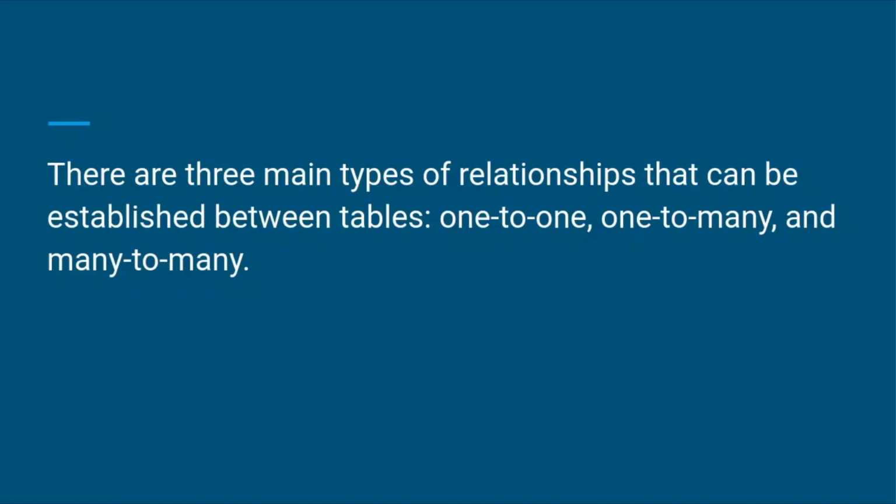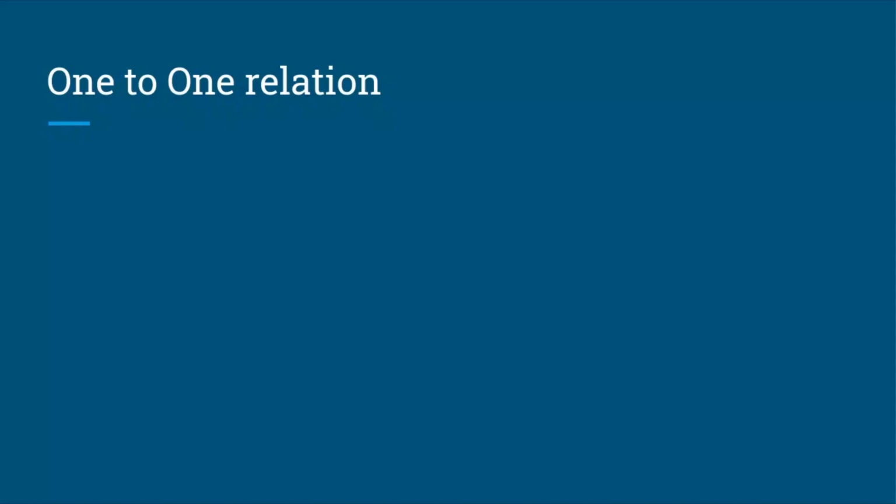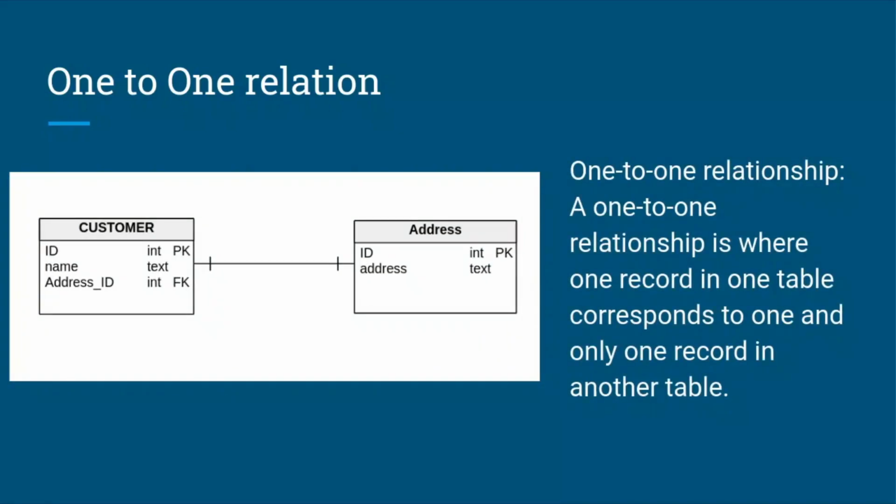Now let's look at each one. We have a one-to-one relation. A one-to-one relationship is where one record in one table corresponds to one and only one record in another table. For example, here we have two tables, a customer and an address, and we want only a single customer to have a given address, not two customers having the same address. How can we do this? We have to introduce a new item inside our customer table, which is the address ID, and this is a foreign key.